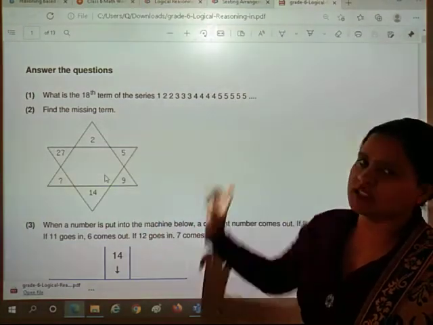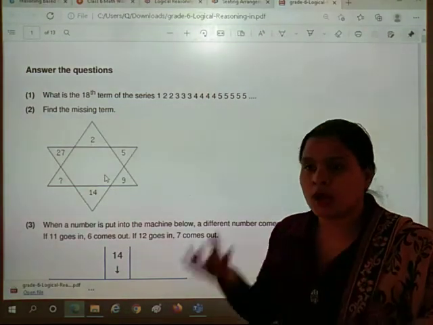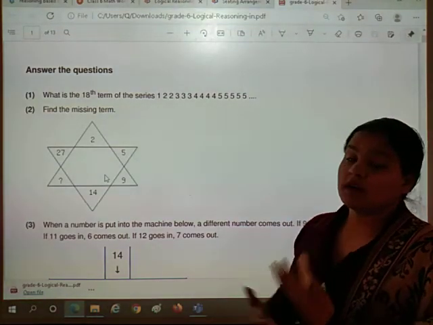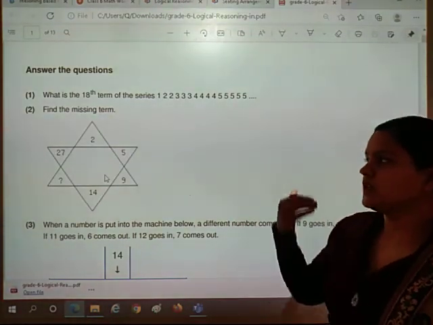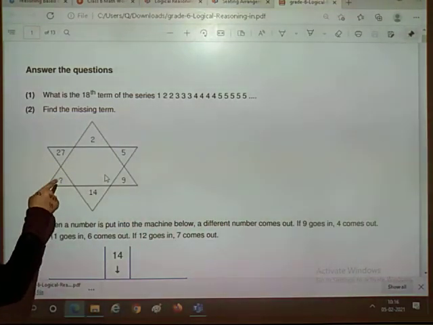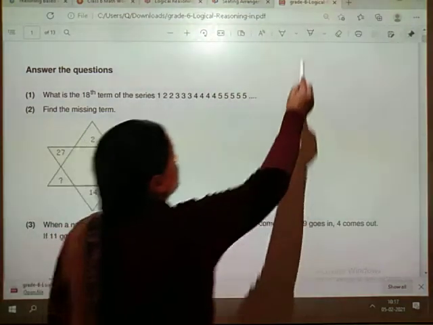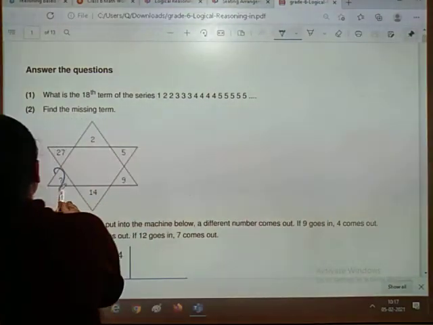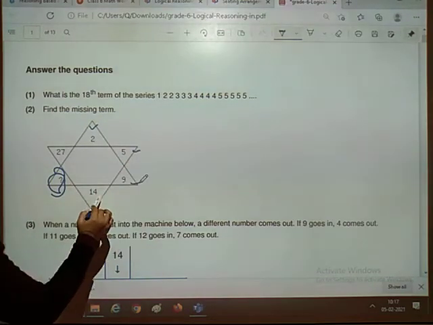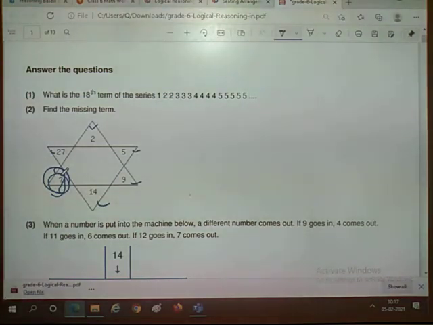Next one, find the missing term. So you have to do some sums, some mathematical solutions, by which you can get the product which will come in this corner of the PDF. This term you have to find out. Okay, so you see that first one is 2, 5, 9, 14 and 27. So which one should come this side? You have to find it out.